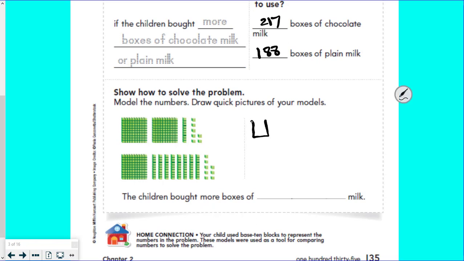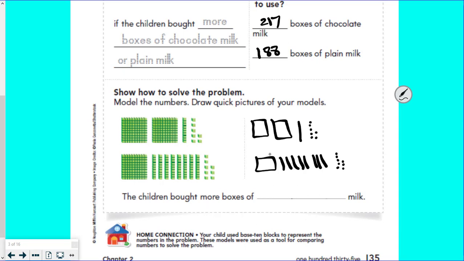So for the first one, you need 2 hundreds. And we need 1 ten. And then we need 7 ones. 3, 4, 5, 6, 7. Okay, and then the second one we need 100. And we need, let's see, 1, 2, 3, 4, 5, 6, 7, 8 tens. So 2, 3, 4, 5, 6, 7, 8. Okay? And we need 8 ones. 1, 2, 3, 4, 5, 6, 7, 8. So the children bought more boxes of blank milk.